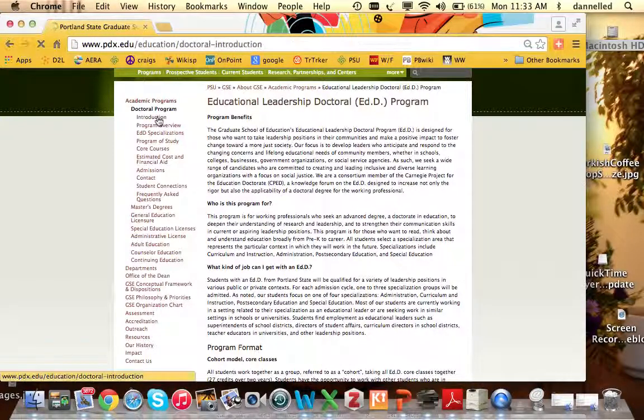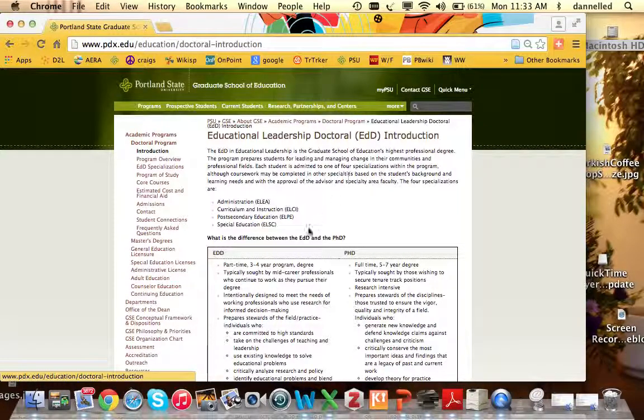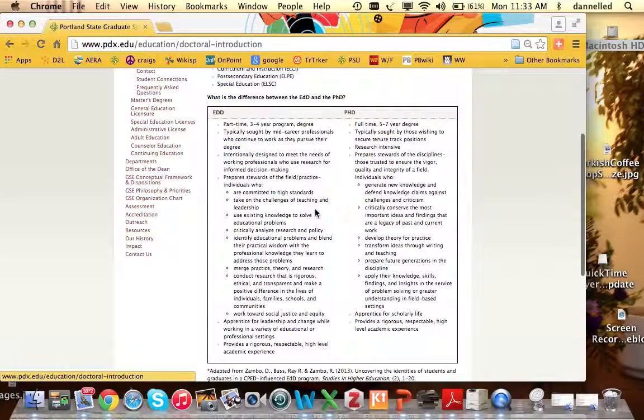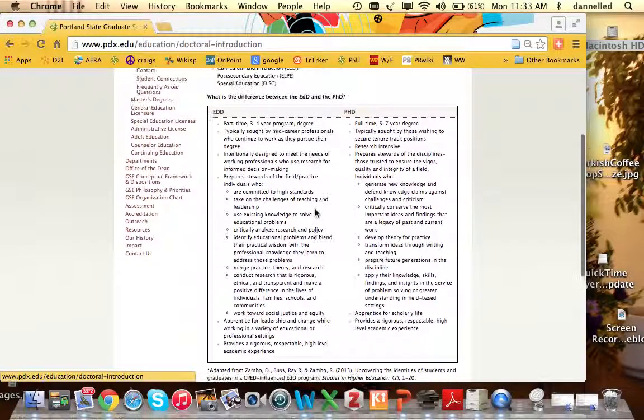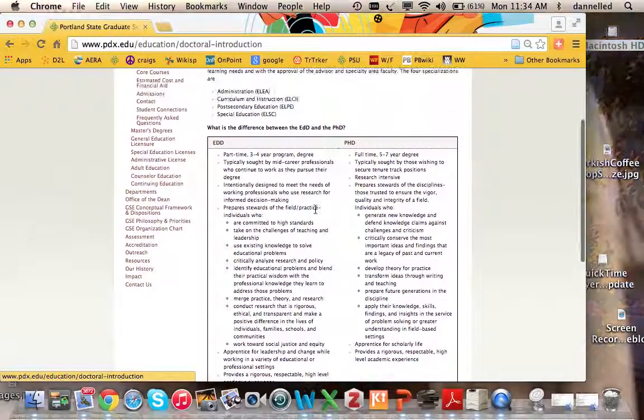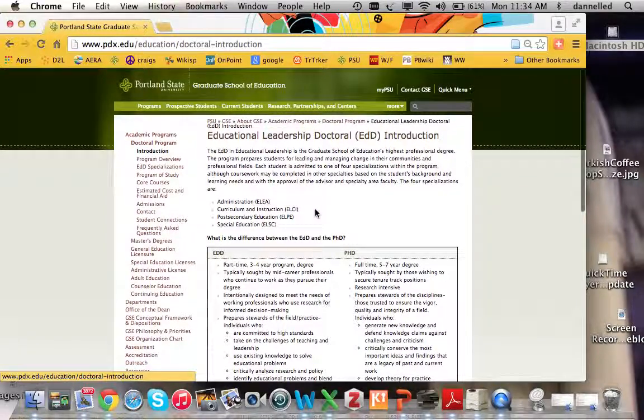Then we go to a page which is called the introduction page, and this says more about these specializations. We need to make these hot links, and I personally think we don't need these letters after each one because that's just something the students don't need to know, and it is confusing as to what they mean, so I will get that changed. Also, a big question we often get is what is the difference between an EDD and a PhD? So we put in this chart that comes from Debbie Zambo and Ray Buss and Debbie's husband, and it basically describes what's the difference so students can see what kind of program they're getting into.